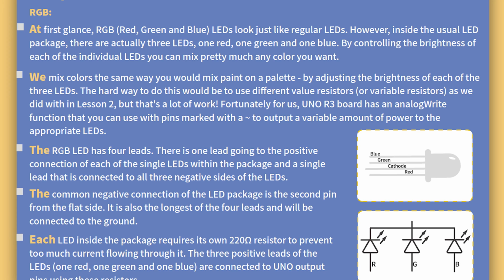Okay, so at first glance, RGB LEDs look like regular LEDs. However, inside the usual LED package, there are actually 3 LEDs, 1 red, 1 green, and 1 blue. By controlling the brightness of each of the individual LEDs, you can mix pretty much any color you want. We mix the colors the same way you mix paint on the palette. By adjusting the brightness of each of the 3 LEDs, the hard way to do this would be to use different value resistors or variable resistors, as we did in lesson 2.